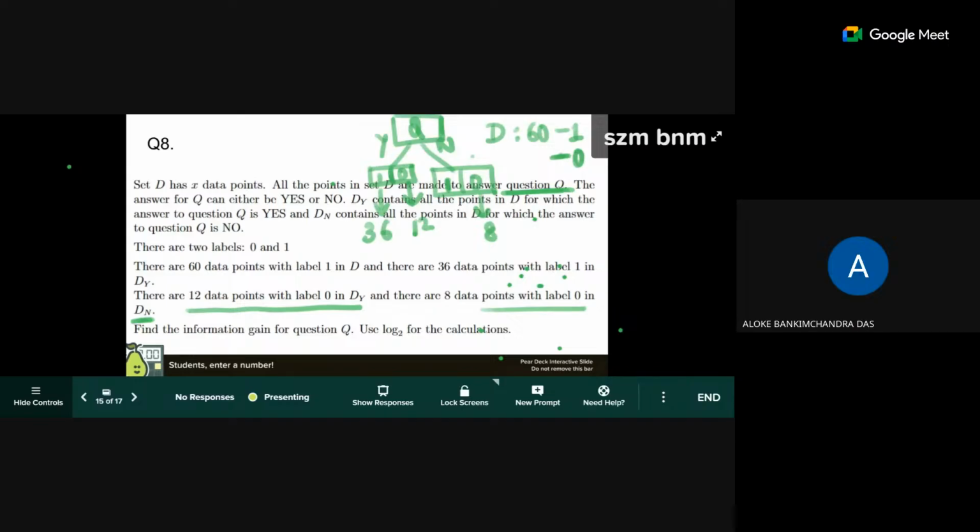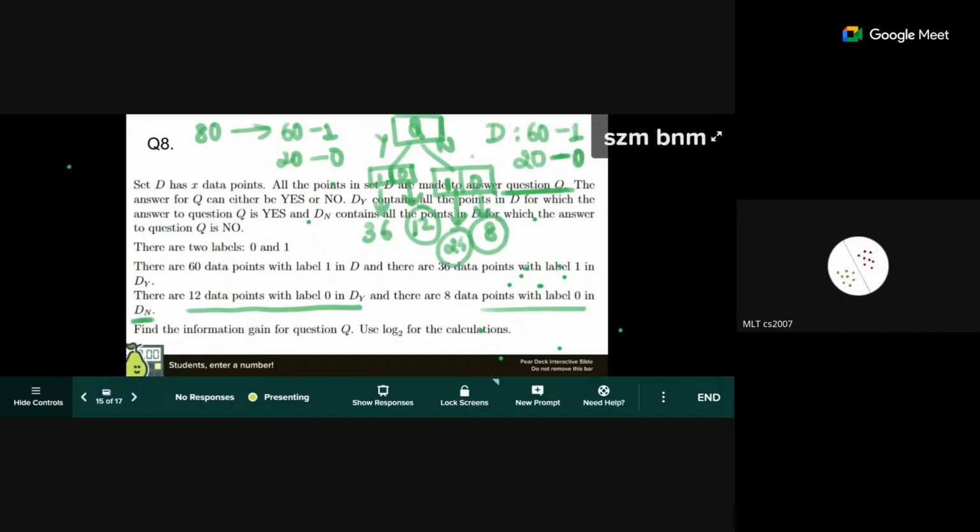Is it 20? Yes, it is 20, because in Dy you have 12 data points with label 0, and in Dn you have 8 data points with label 0. So overall in the data set, you have 20 data points with label 0. So your data set has 80 points, where 60 are of label 1 and 20 are of label 0. And if 60 is of label 1, I can tell what this number is going to be. This is going to be 24.